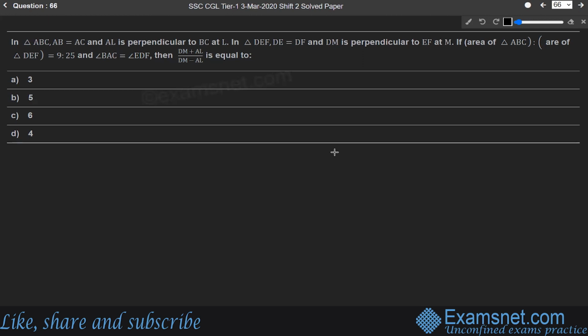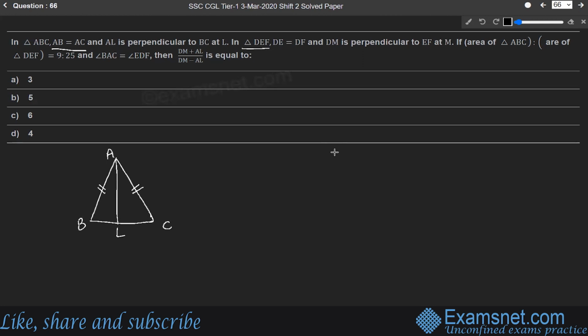This is a very, very interesting question which consists of two different triangles, and the triangles are ABC and DEF. In order to understand this question, let us first draw the triangle. So the first triangle is triangle ABC. Consider this as the triangle ABC. It is given that AB is equal to AC, means both the sides are equal. And it is also given that AL is the perpendicular to BC at L. So let's make a perpendicular to BC, which is AL. You can see that the perpendicular is made at the point L.